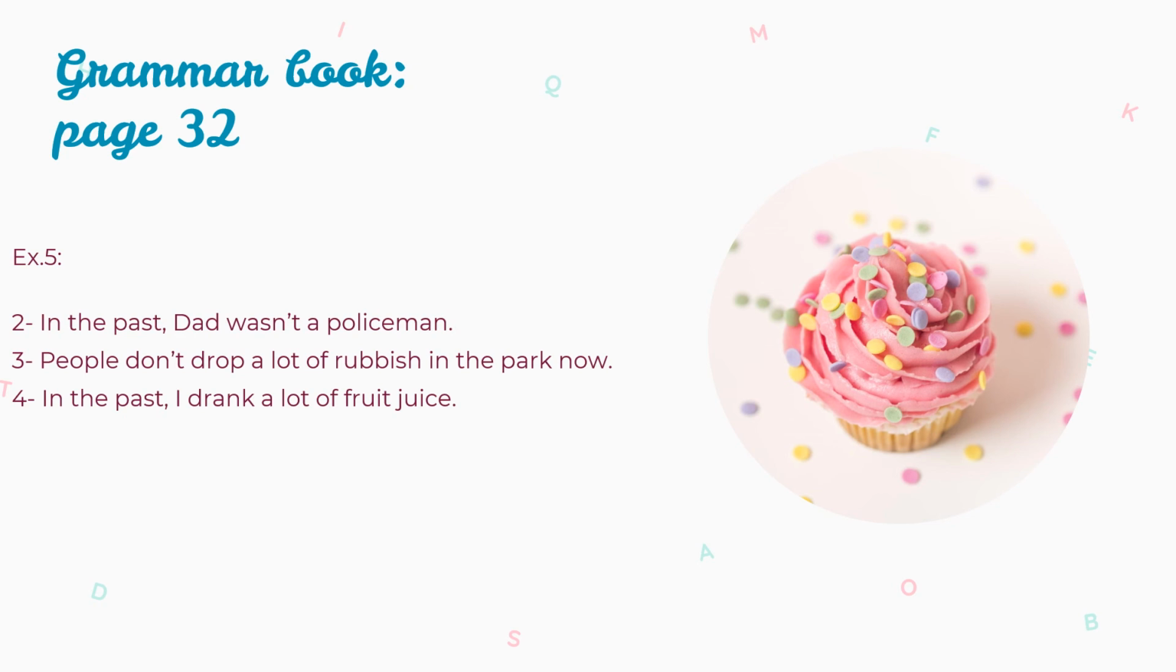3. People used to drop a lot of rubbish in the park, which means now they don't drop rubbish. So do people drop a lot of rubbish in the park now? No. The correct one is people don't drop a lot of rubbish in the park now. Moving to 4. I used to drink a lot of fruit juice. Does the sentence mean in the past I drank a lot of fruit juice, or I drink a lot of fruit juice now? The correct one is in the past I drank a lot of fruit juice, because we used to.